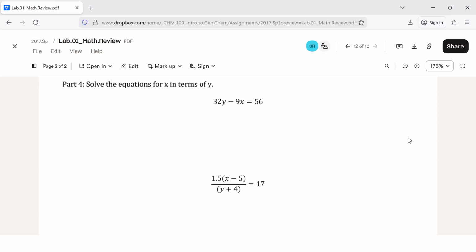This one. What do we have to do first for this bottom one? Move the y plus 4 to the 17 side. Yeah, we have these parentheses. We can't do anything to get x by itself as long as it's still part of a fraction. We can't do anything about this x minus 5 until we get rid of everything else around it.